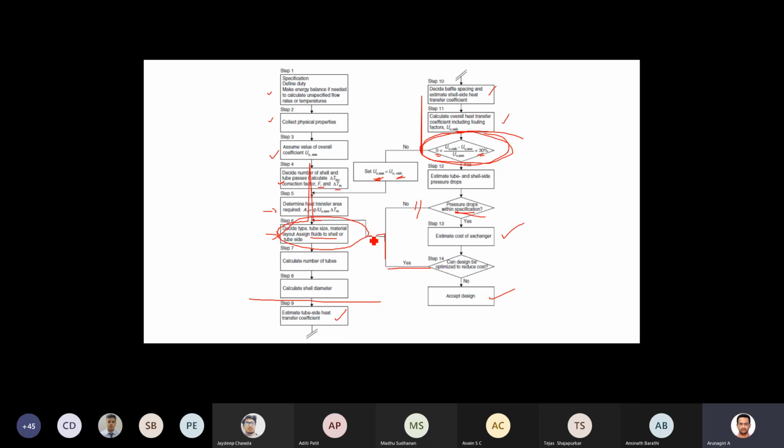What you should do? Again, you have to adjust the specification. This is the step-by-step procedure of the shell and tube heat exchanger. Now we will solve some problems on the shell and tube heat exchanger. So we'll discuss some problems. If you have any clarification, you can clarify. Else we move to the problems.